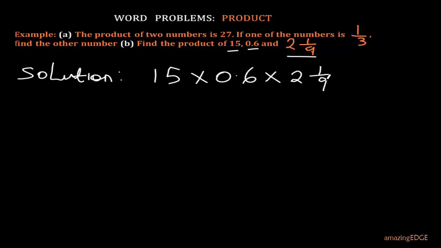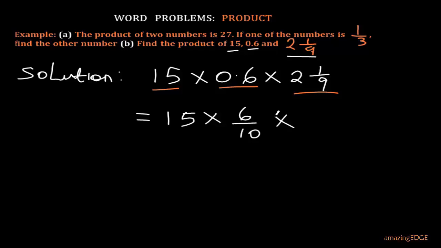But to make this one easy, here we have a whole number, so there's no problem. Then here we have a decimal. This decimal we can convert to an improper fraction. Here we have a mixed number. We can also convert it to an improper fraction so that it will be easy to handle. So if that being the case, you find out this will give us 15. Now 0.6 is the same thing as 6/10. Then two whole number 1/9 is, to get the improper fraction, 2 times 9, which is 18, plus 1. That will give us 19/9.